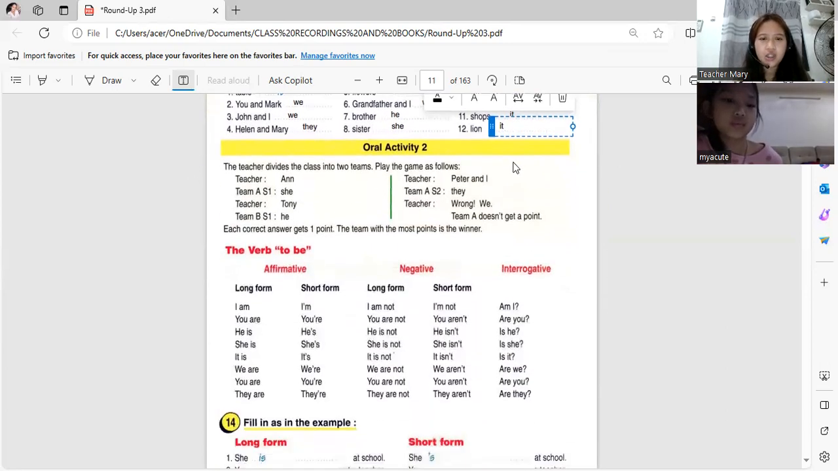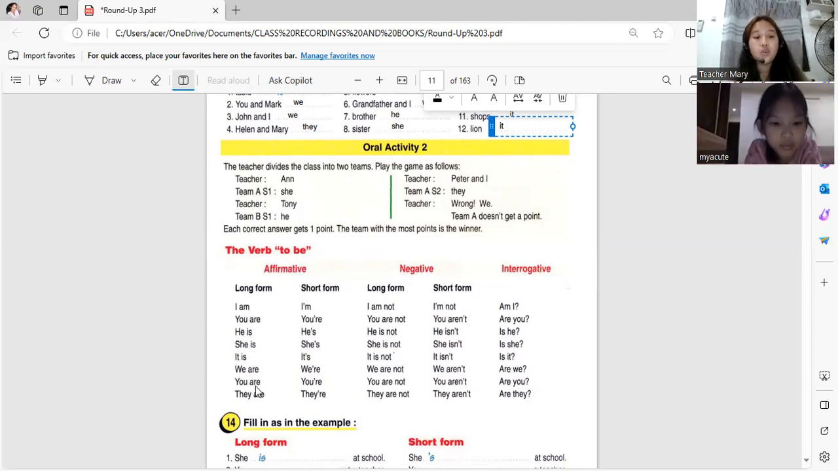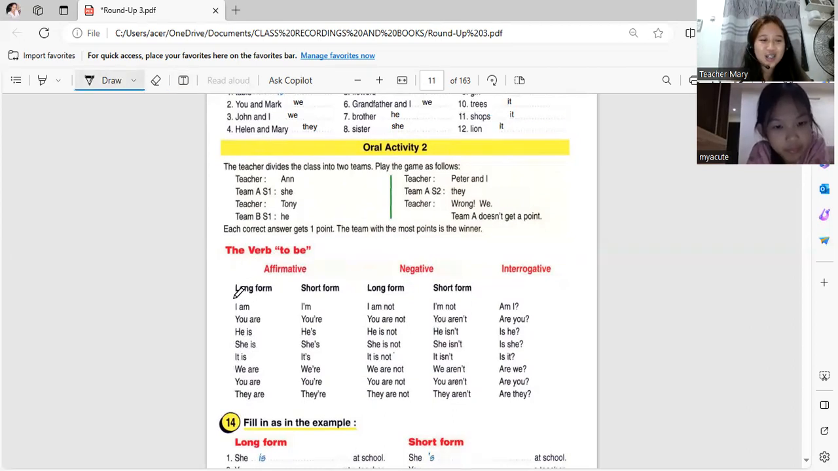Okay, we cannot answer this oral activity too because it needs a whole class. But let's proceed to this one. The verb to be: affirmative, negative, and interrogative. For the long form, like I am, you are, he is, she is, it is, we are, you are, and they are. That will be the long form.